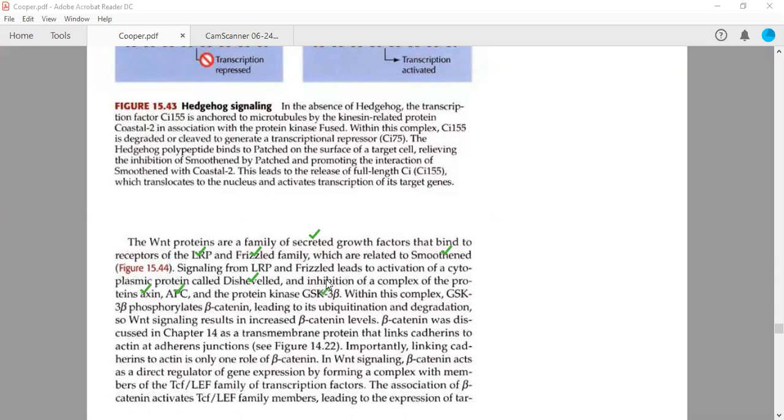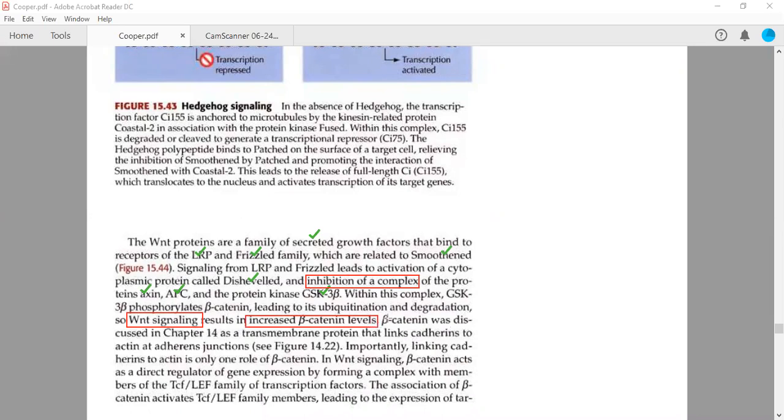Once this complex is inhibited, its formation is prevented so that beta-catenin will not be degraded inside the cytosol. Within this complex, GSK3 beta phosphorylates beta-catenin, leading to ubiquitin-mediated proteasomal degradation. So if the Wnt signal comes, it will inhibit the complex formation. It will not allow beta-catenin to be phosphorylated and undergo ubiquitin-mediated proteasomal degradation, resulting in increased beta-catenin level. So Wnt signaling is increasing the beta-catenin concentration in the cytosol.